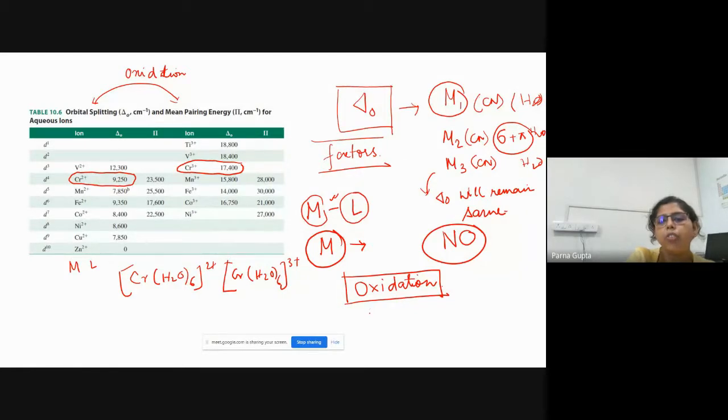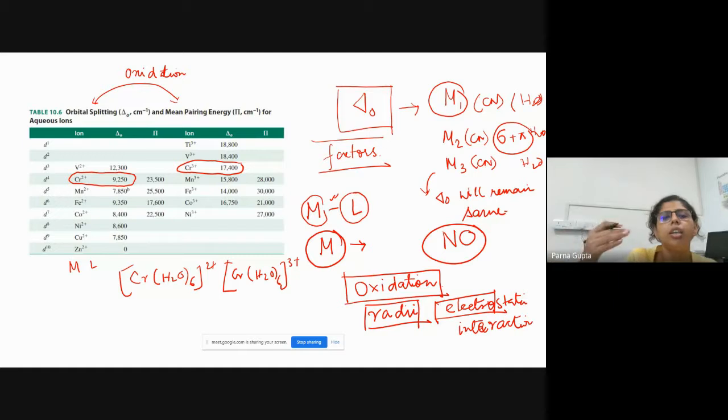So this is one of the factors: it changes the radii of the metal atom. Number two, it changes the electrostatic interaction between the ligand. I mean, if the metal has a +2 charge, the appetite for the ligand electron will be different than if it is in the +3 state.